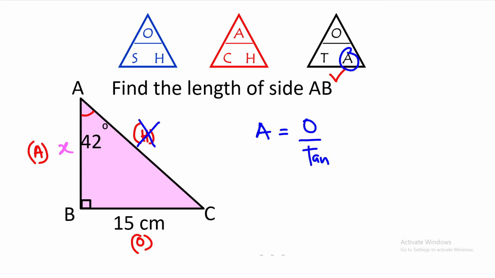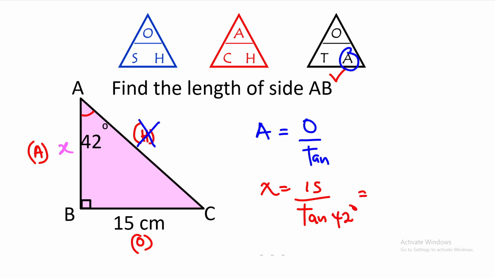Now, of course, you replace each of these letters with their real values in the main triangle. So this side, the adjacent, represents the X. That's the side you're looking for. And then O is the opposite, and of course, the opposite is the side 15 centimeters. And then you're going to divide that by the tangent of the angle 42 degrees.